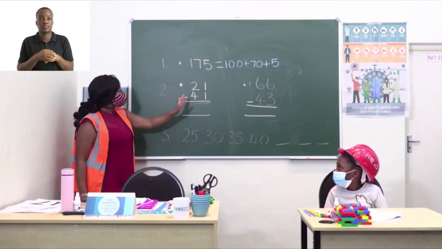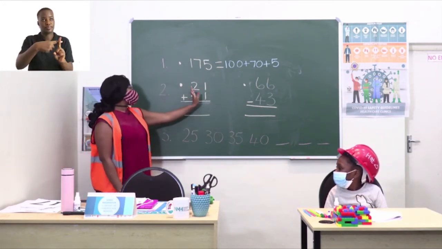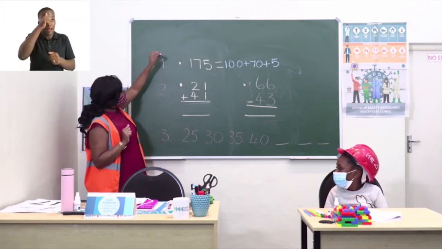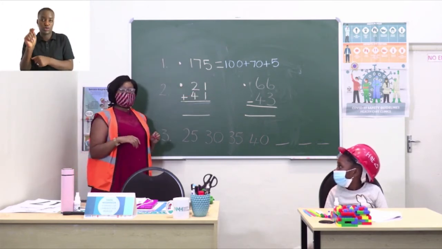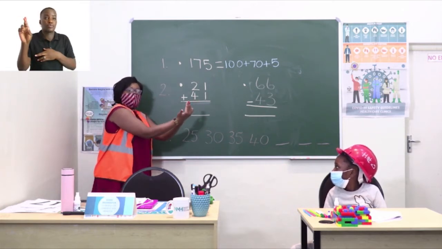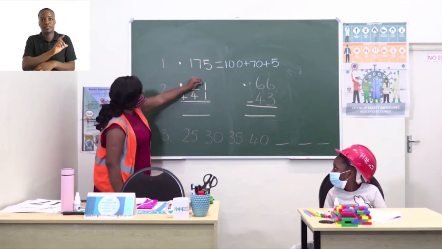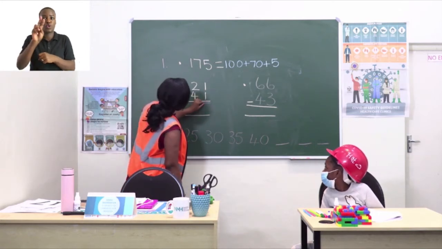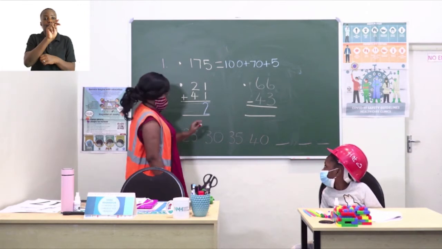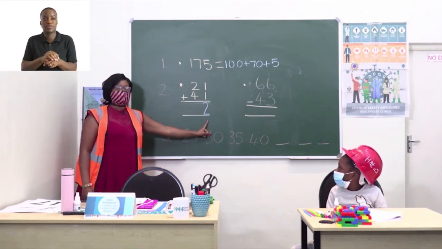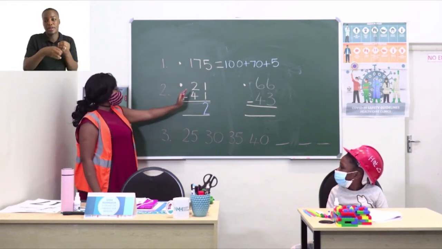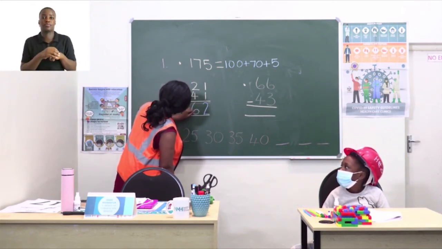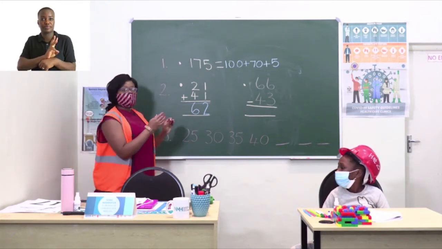On the board, we have 21 plus 41. And this is how we add. We are going to say 1 plus 1. Remember, when we are adding like this, we start from the right and then come to the left. So we say 1 plus 1 equals 2. So we write our 2 just underneath here, in line with our numbers. Then we say 2 plus 4. 2 plus 4 equals 6. Well done.